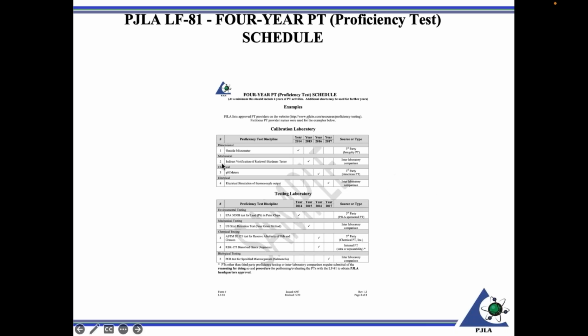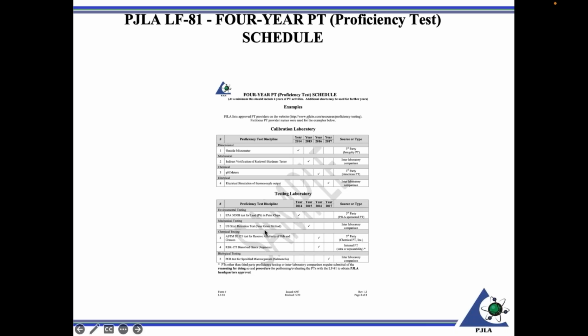So again, as we go through here, we have a chemical thing. You say, well, the only chemical thing on my scope is we do pH meters as calibration. You go, okay, well then for that on your plan, it'll only be pH meters, and you'll do that every 4 years. And then the same thing is true for electrical.